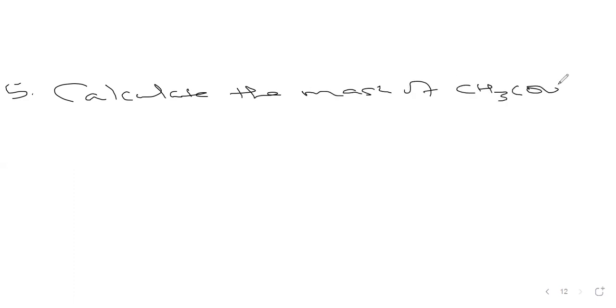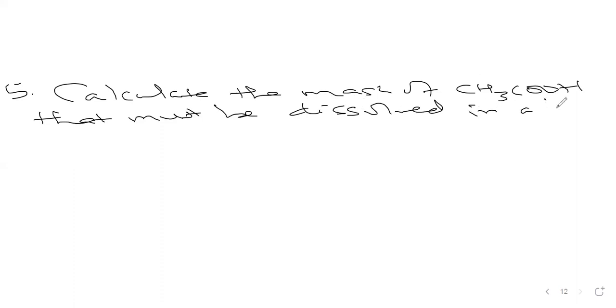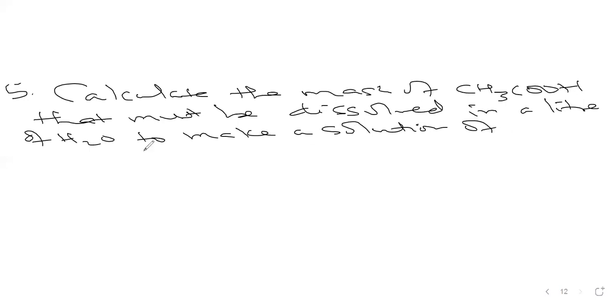Let me do this one now. This is example 5. It says, calculate the mass of ethanoic acid that must be dissolved in a liter of water to make a solution of conductivity 75.08 per ohm centimeter squared per mole.